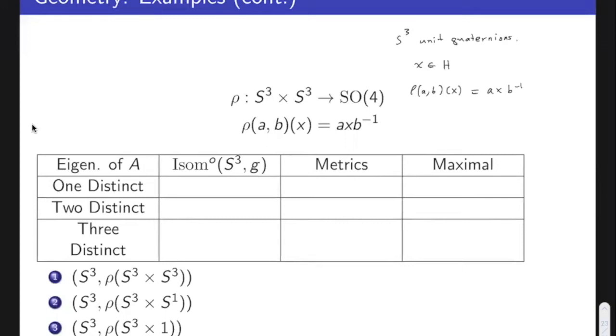Now, remember we have these eigenvalues of the self-adjoint matrices. When you only have one eigenvalue, the connected component is SO(4), so you can write this as rho of S3 cross S3. When you have two distinct eigenvalues, you have rho of S3 cross S1, with the isotropy group leaving invariant the plane spanned by the two eigendirections of the same eigenvalue. And with three equal eigenvalues, the connected component of the isometry group can be written as rho of S3 cross 1.